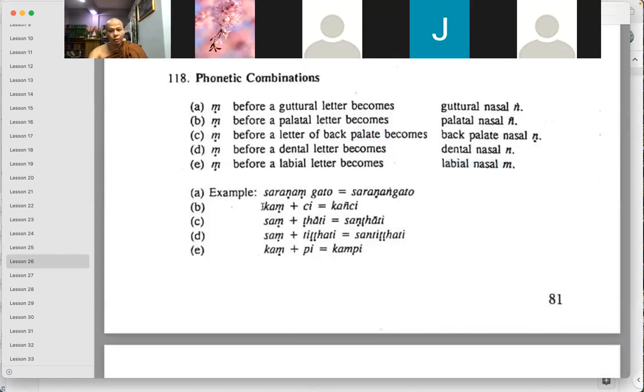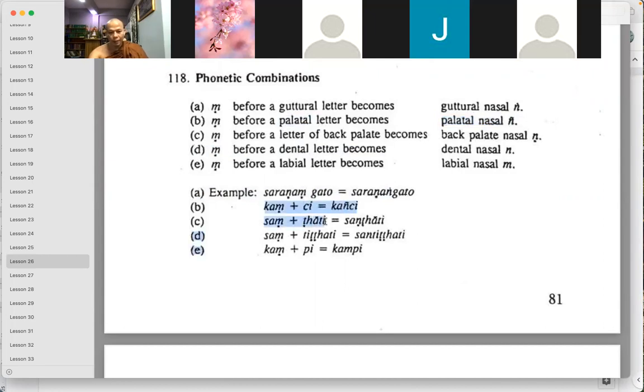So here is an example. Saranam, the preceding one is saranam, and then the niggahita followed by ga, as in gato. That niggahita will be changed to nga, here: Saranaṅgato. Niggahita changes to nga, you see. The same way here, gam followed by ja. Ja is a palatal letter, so that changes to nya. Here, niggahita changes to nya.